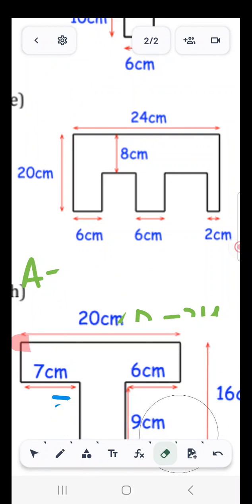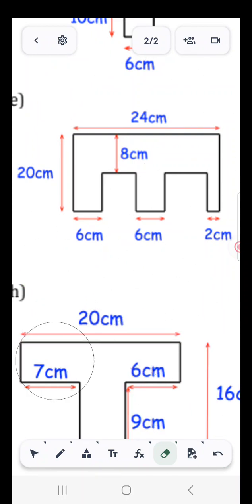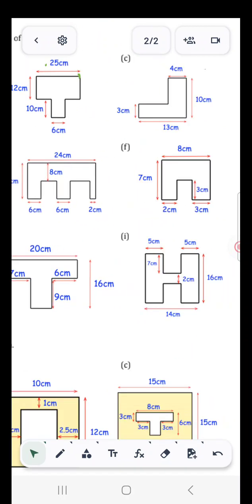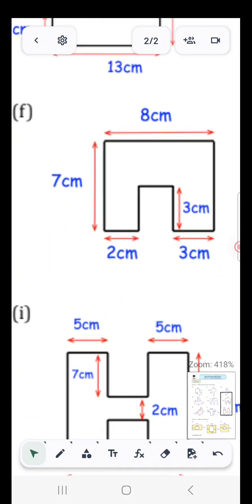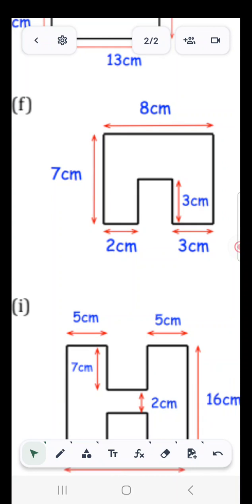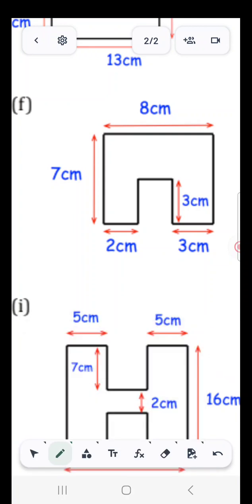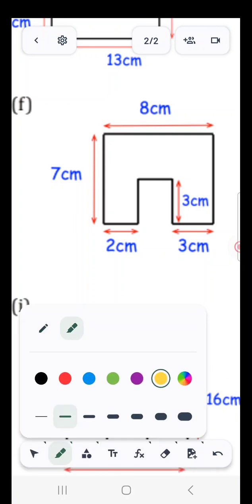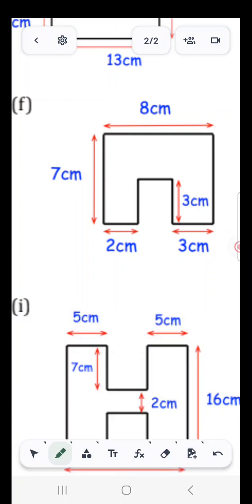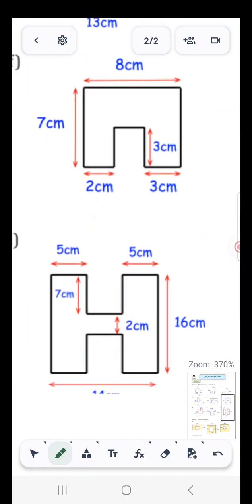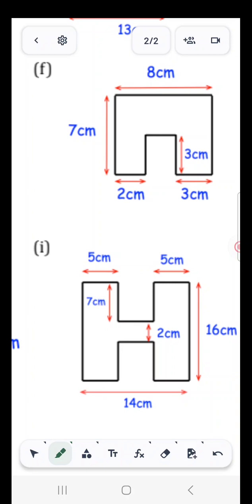So I'm rubbing them out. Okay, let's find the area for here. Okay, first of all, let me highlight the parts which are necessary. Okay, one thing I can do is, let me try to adjust the screen in a better way.